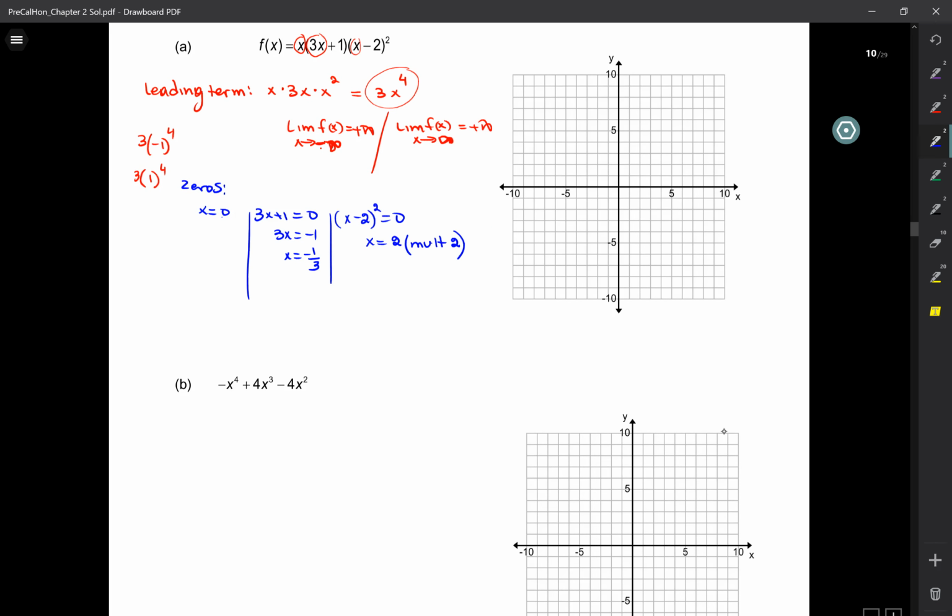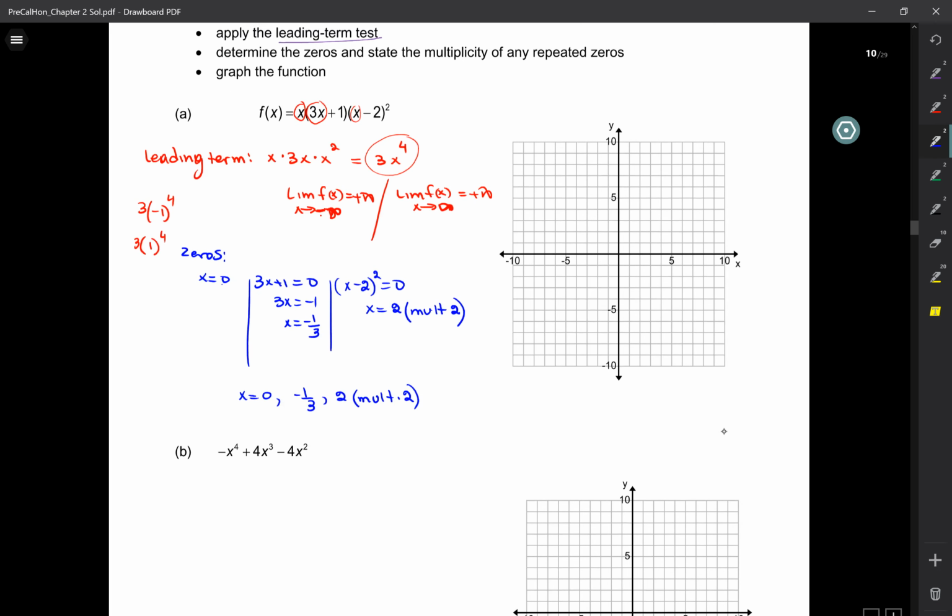So the way I would state my answer is x equals 0, -1/3, and 2 with a multiplicity of 2. All right, so what does that mean? That means I have a 0 at x equals 0. I have a 0 at x equals -1/3, which is right there. And I have a 0 at x equals 2. Now, the 0 at x equals 2 has a multiplicity of 2. That means over there, the graph has to touch the axis and go back up.